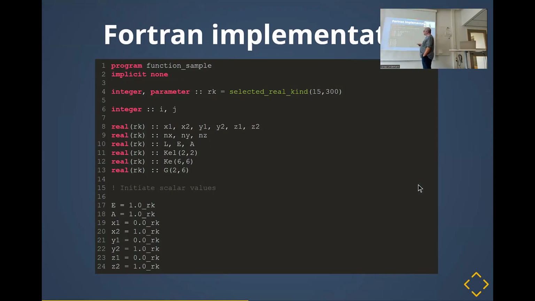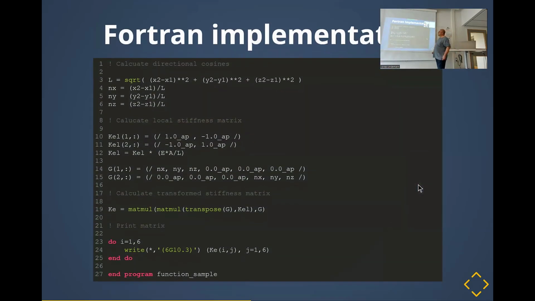First, I define all my variables. I have a 2x2 stiffness matrix, a 6x6 global matrix, and the J matrix is 2x6. Assign all my scalar values. You see that I use the precision identifier RK on each of these, to make sure that these are actually represented with the highest precision. Then I calculate the length scalar, and x, y and z.